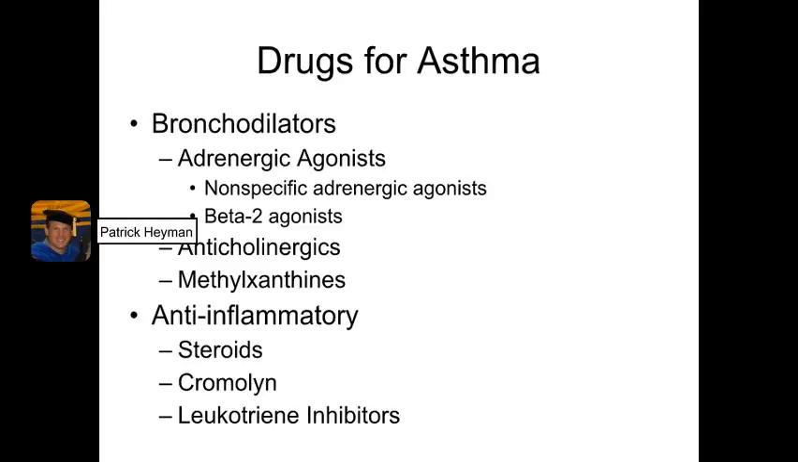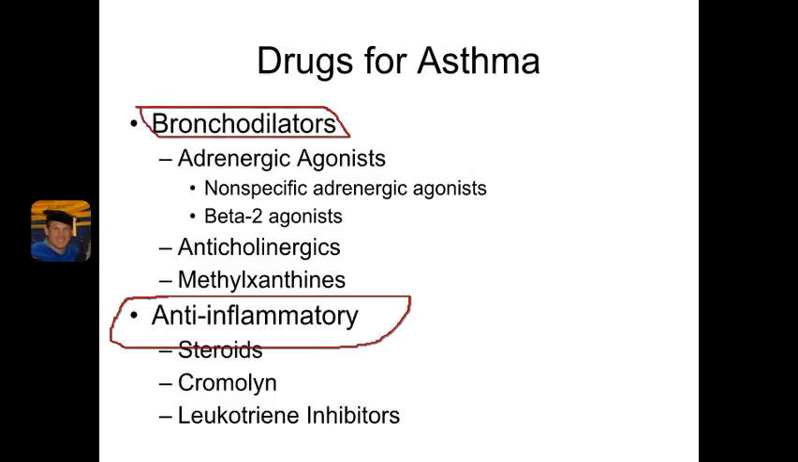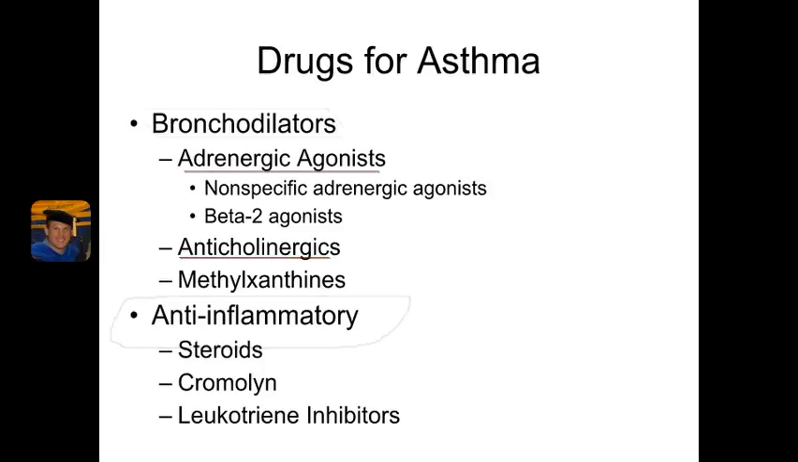There are 2 major categories, not classes, but categories of medications when it comes to drugs for respiratory in general. Those are bronchodilators and anti-inflammatories. Under bronchodilators, we have adrenergic agonists. These are drugs that activate beta-2. And then we have anticholinergics. These are drugs that inhibit acetylcholine receptors, muscarinic receptors, in the bronchi. And then finally, we have a class called Methylxanthines, which are stimulants similar to caffeine.